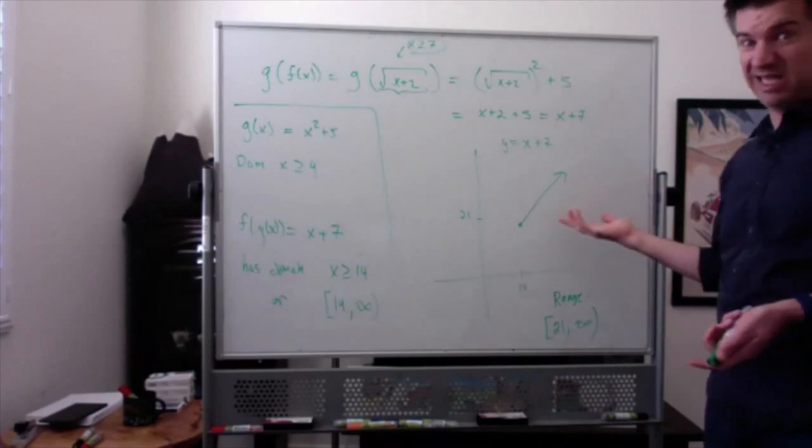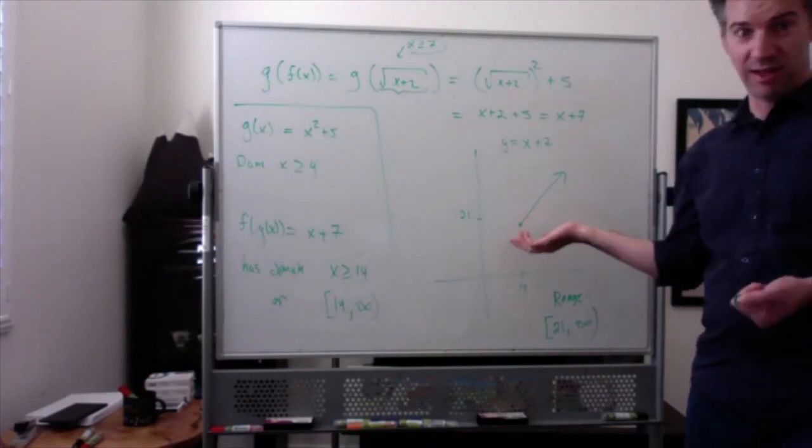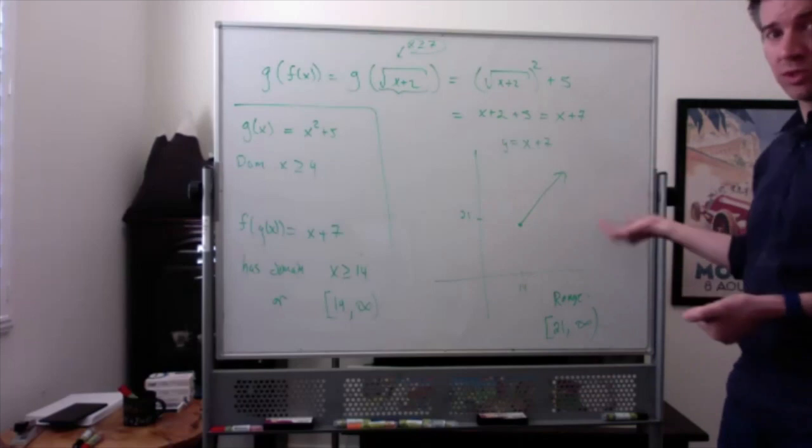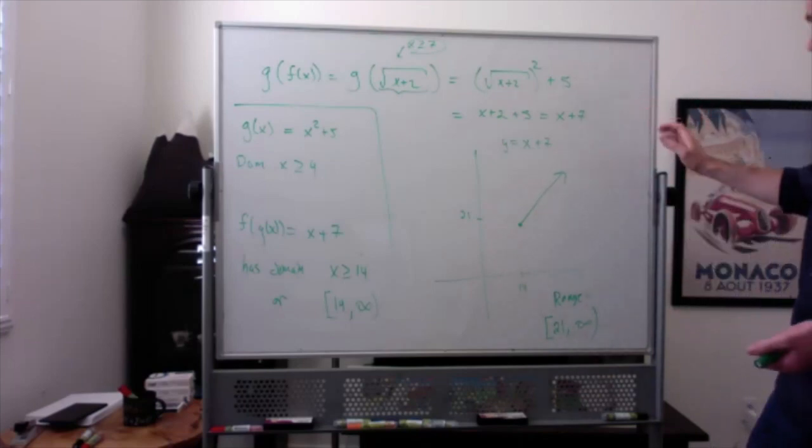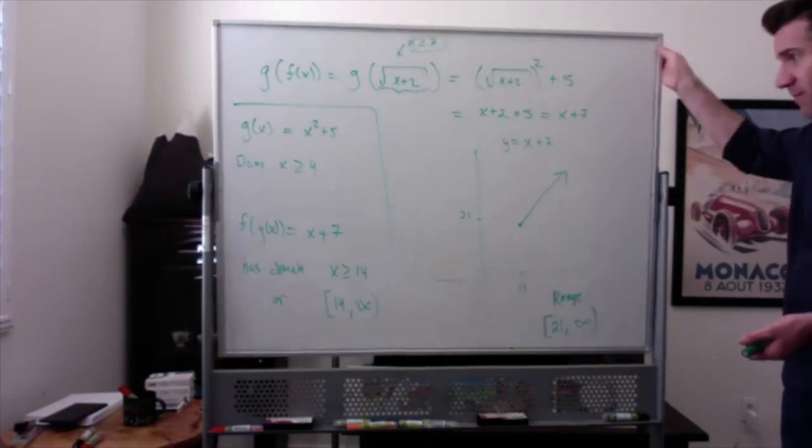Sometimes, like in this example, it is much easier than other times. This one was super straightforward to graph. Let's take a look at the flip side to see if it's more challenging.